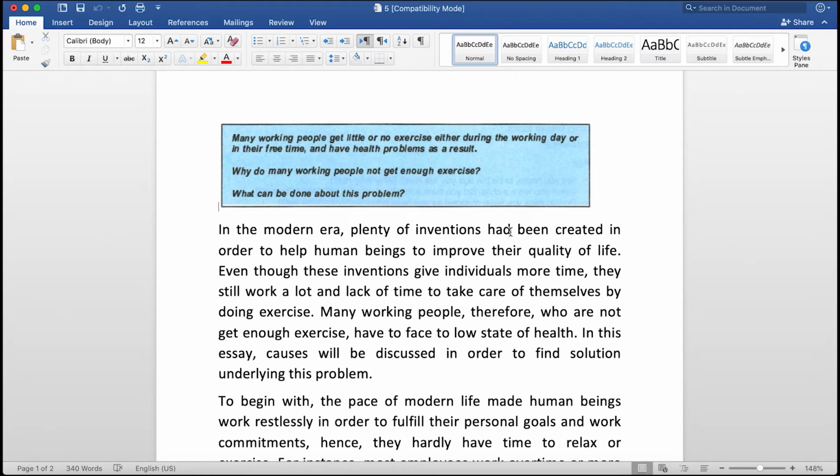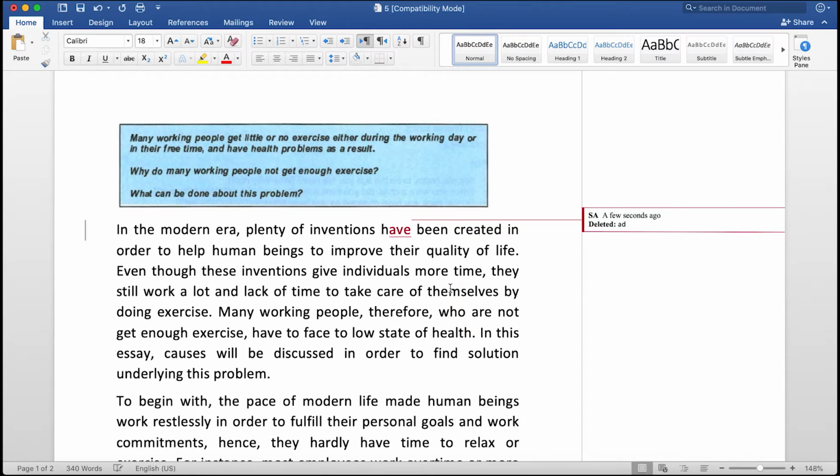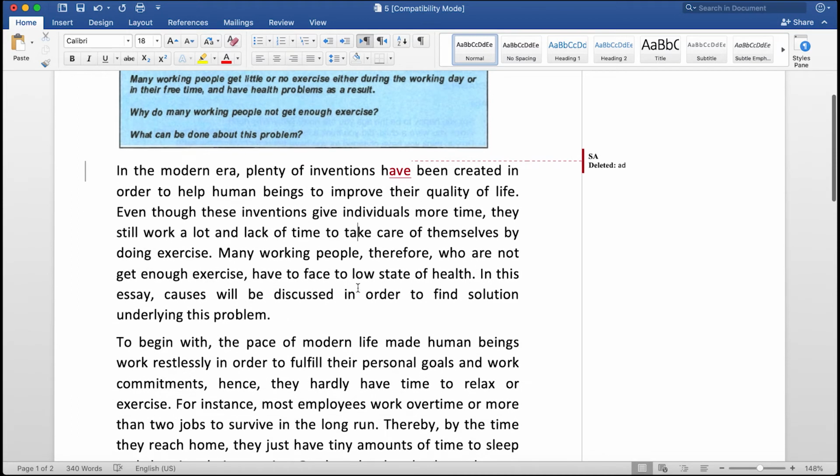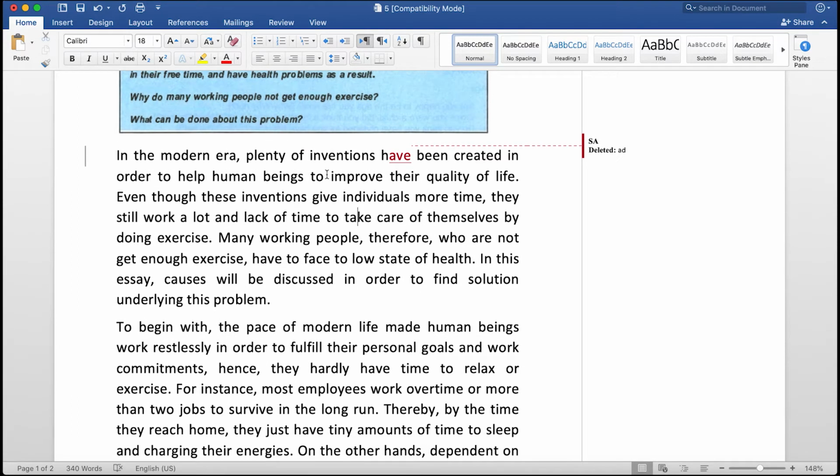This assumes that a lot happened after the modern era. Unless you mean, if you mean that we are living in the modern era, then had been created doesn't make sense. So you're going to have to say many or plenty of inventions have been created, right? In order to help human beings to improve their quality of life. Okay, fine. Even though these inventions give individuals more time, they still work a lot and lack of time to take care of themselves by doing exercise.